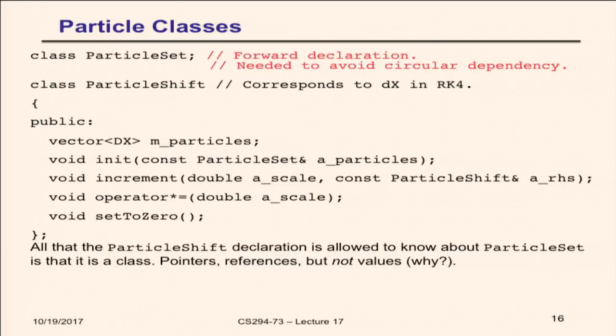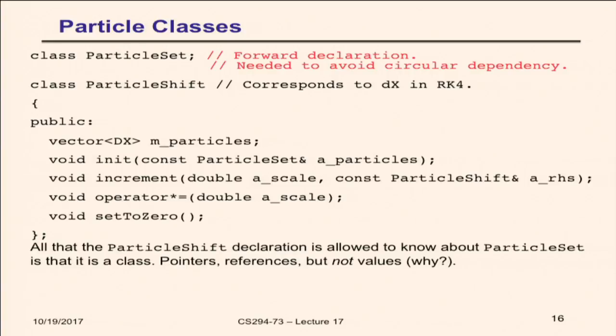Now we run into a little bit of a technical problem, and it's a common one in C++. Particle shift takes as an argument, for one of its member functions, a particle set. Now you will see shortly that particle set takes as an argument, for one of its member functions, a particle shift. That's what's called a circular dependence, and compilers get very confused by such things. The C++ compiler doesn't know what to do with it, and it'll return an error.